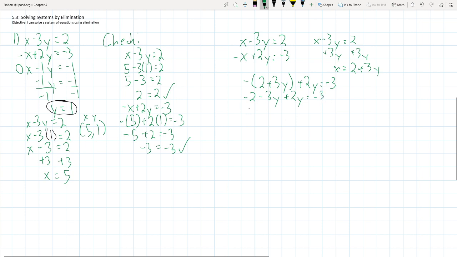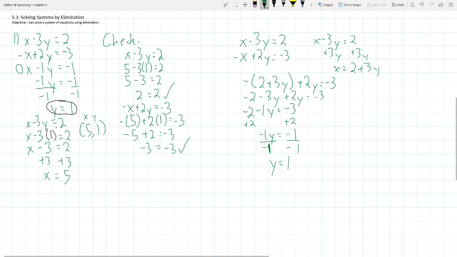Negative 3, combining like terms, so negative 2 minus 1y equals negative 3. Add 2 to both sides. I get negative 1y equals negative 1. Divide by negative 1. Oops, that's a 1, not a 4. And I get y equals 1.